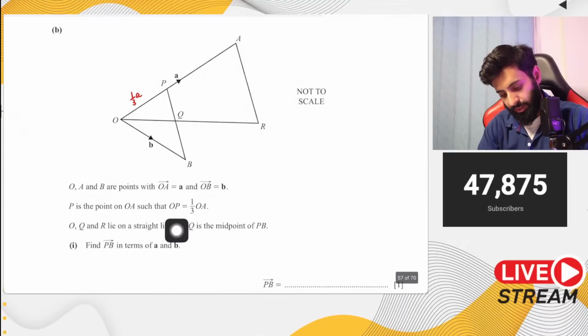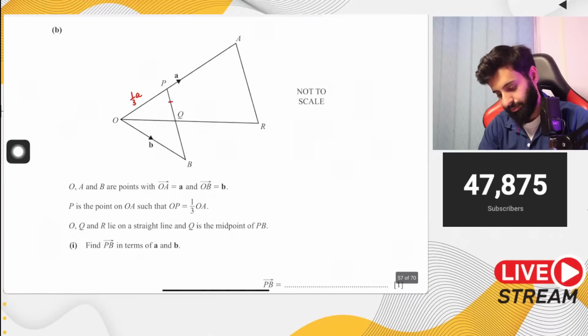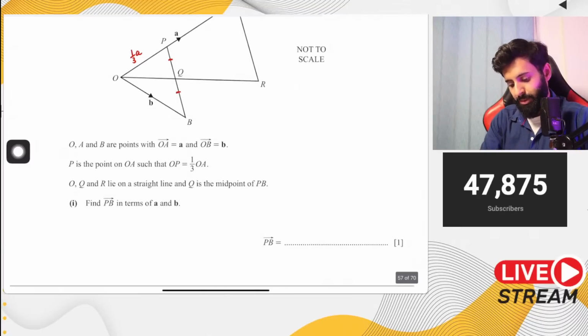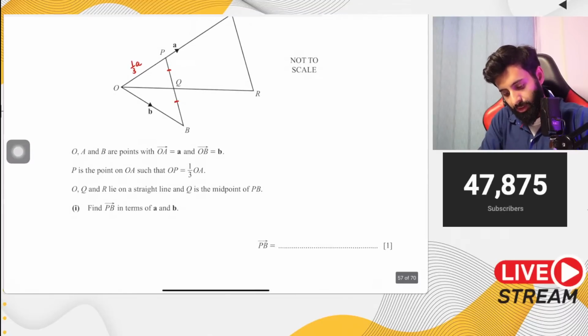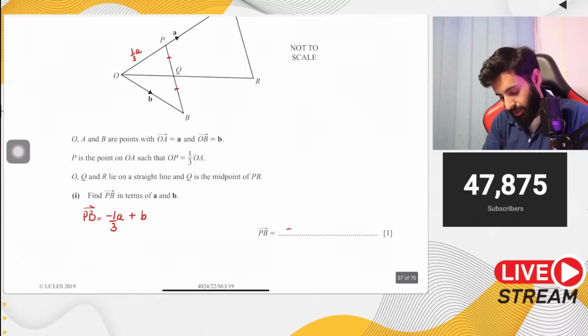Then it says O, Q and R lie on a straight line and Q is the midpoint of PB. Find PB in terms of A and B. All right, so PB can be found easily. PB will be equal to minus 1 upon 3A, from P to O and then from O to B, so plus B. And there you go, that's your answer, minus 1 upon 3A plus B.